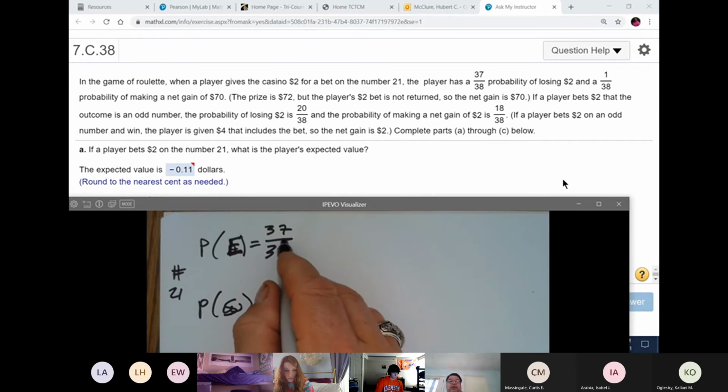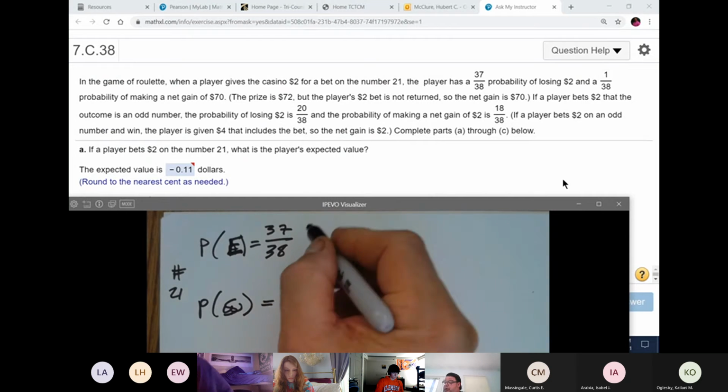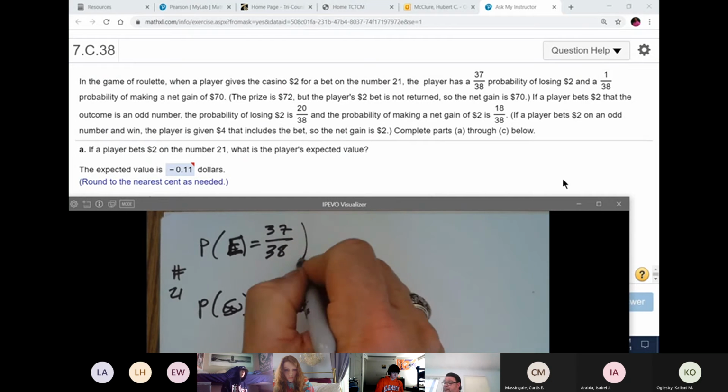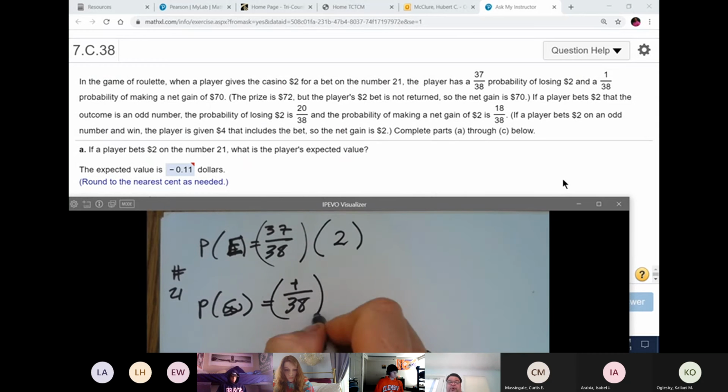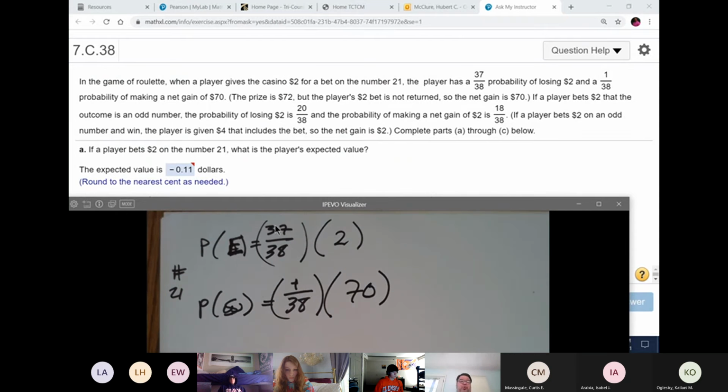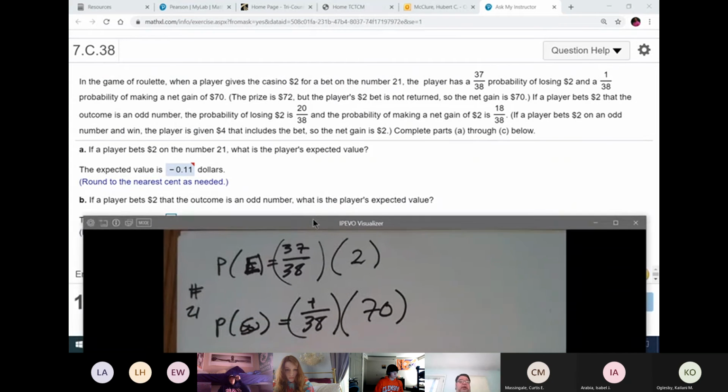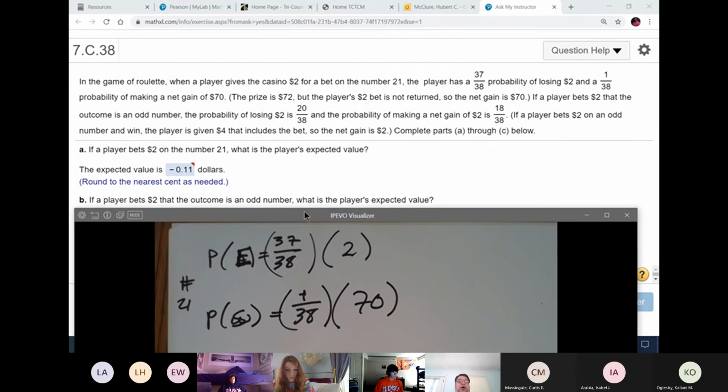Okay, so 37 over 38 would be times $2. And then 1 over 38 would be times $70. And that would give you the expected value of 21. Okay, with the odd number.